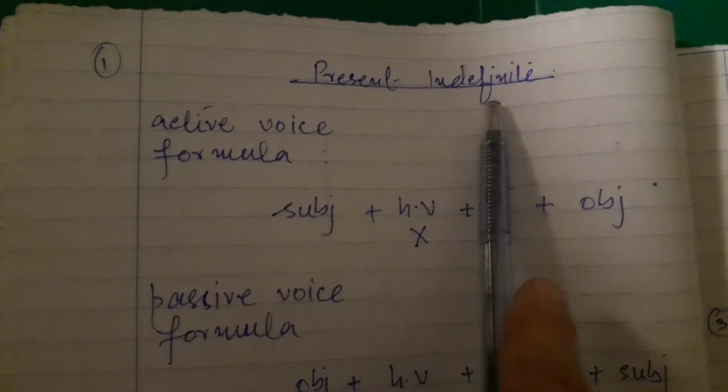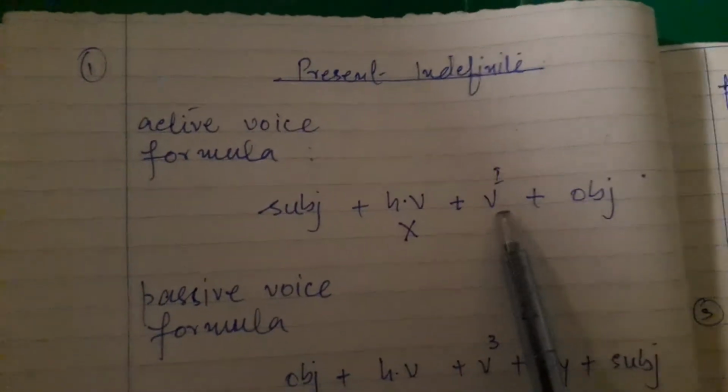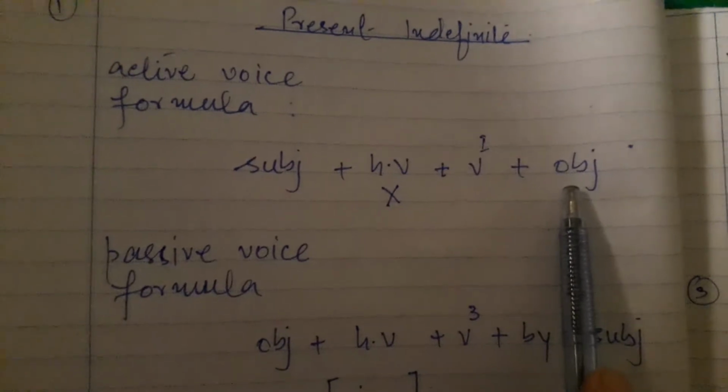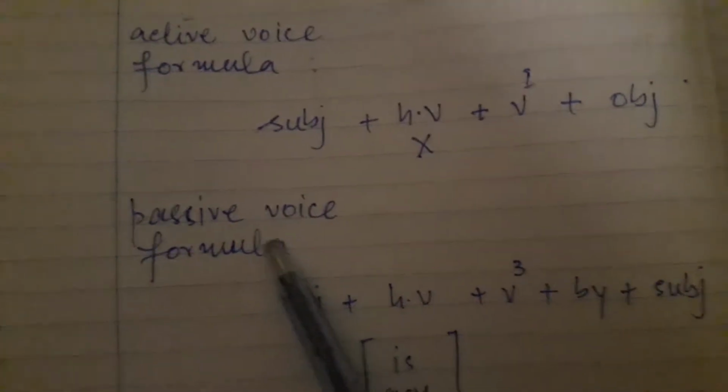So what's the present indefinite formula in active voice? Subject, there is no helping verb, we use first form of the verb, and at last comes object. Now how are you going to change it to passive voice? What's the passive voice formula?